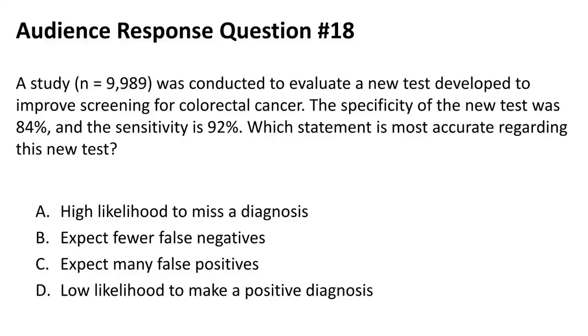Next practice question. A study was conducted to evaluate a new test developed to improve screening for colorectal cancer. The specificity of the new test was 84%, and the sensitivity is 92%. Which statement is most accurate regarding this new test? A, likelihood to miss a diagnosis. B, expect fewer false negatives. C, expect many false positives. Or D, low likelihood to make a positive diagnosis.